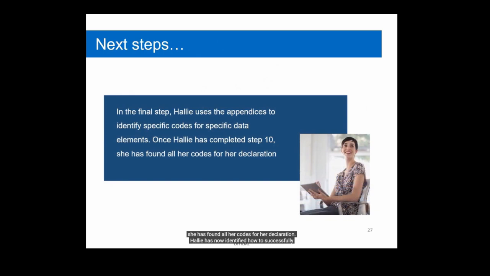Hallie has now identified how to successfully find all the necessary information and codes for her declaration. Once Hallie has identified all the information and the codes, her next step will be to complete and then submit her declaration.